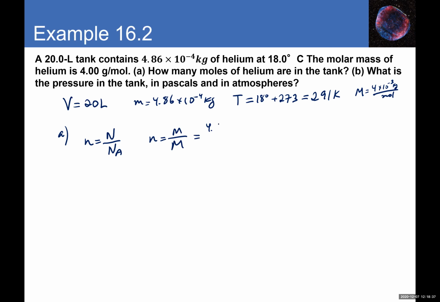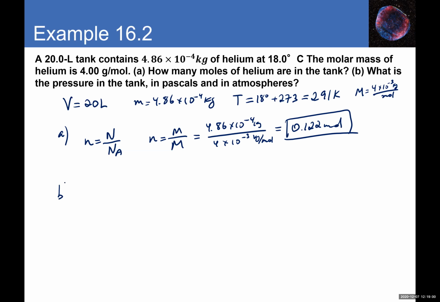So it's 4.86 times 10 to the negative 4 kilogram over 4 times 10 to the negative 3 kilogram per mole. And I can use this to calculate 0.122 mole. Okay, so this is the number of moles. Generally when you're writing it as a unit, it's MOL, just mole.